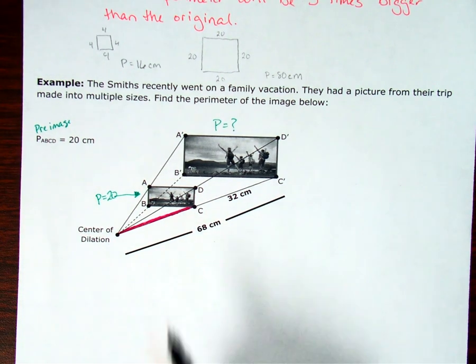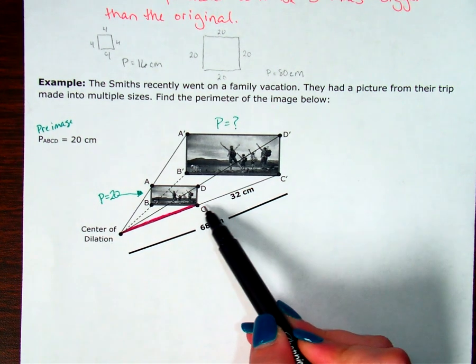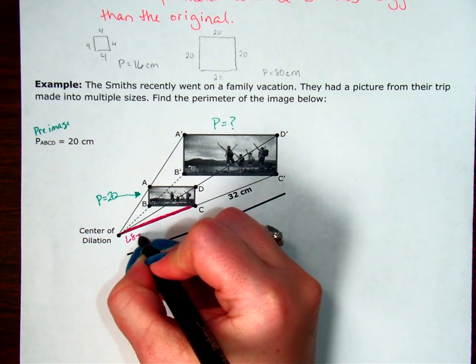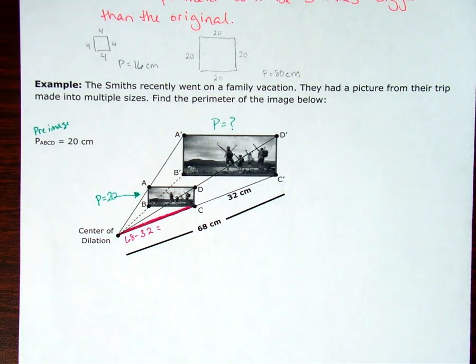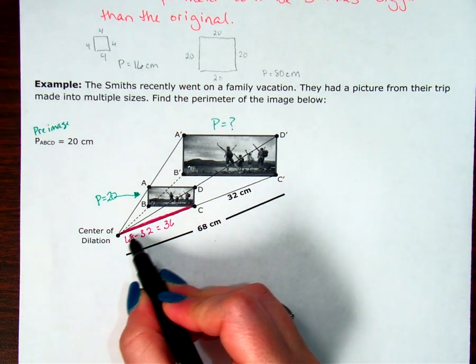Now, I don't see how big that piece is. There's nothing there. But I do know that my whole distance is 68, and I know this distance here is 32. So I can find this by doing 68 minus 32. If I do 68 minus 32, that's going to give me 36. So this distance here is 36.